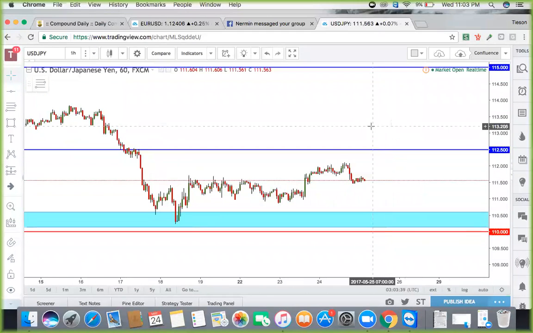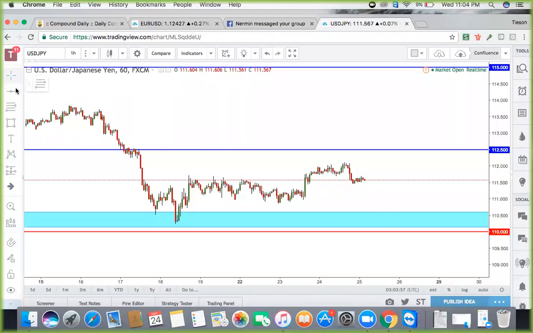So right now, price is literally in the middle of a major quarter point and a minor quarter point. So I'm once again absolutely not trading this pair. I'm absolutely not trading this pair right now because it's ugly, very ugly.